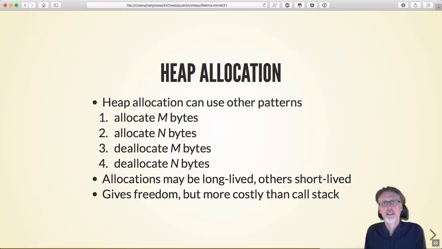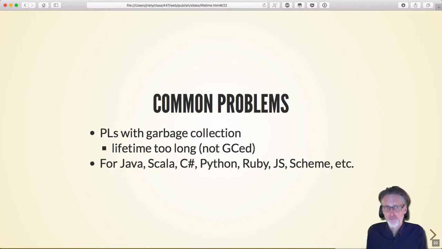We can allocate some number of bytes, allocate more bytes, and then we can keep them and deallocate them in the same order that we allocated them. We can do them in stack order, or any order. It's irrelevant of the order that we allocated them. So the allocation and deallocation are completely independent. Again, this is great in terms of freedom, but the cost is it's more expensive to implement.